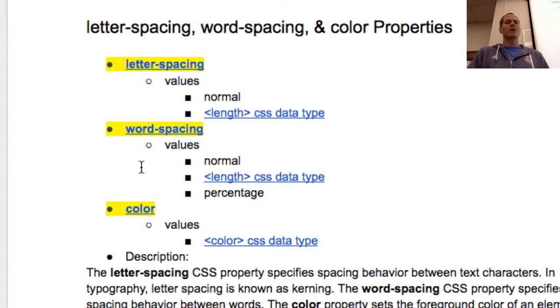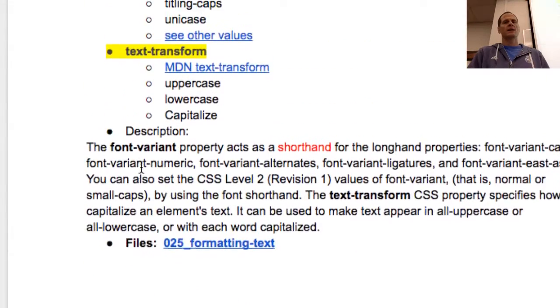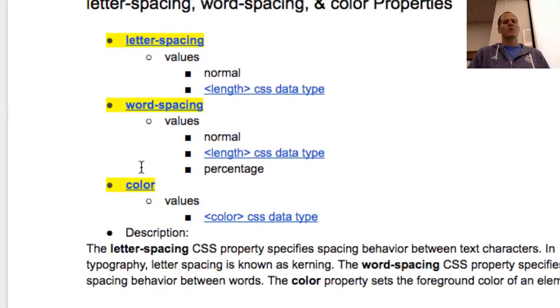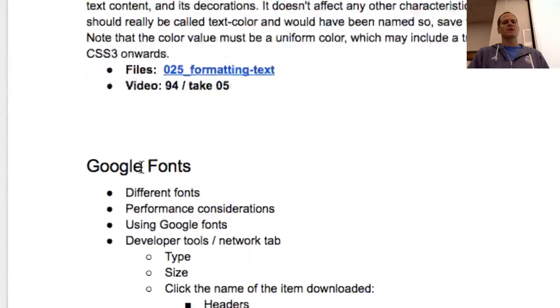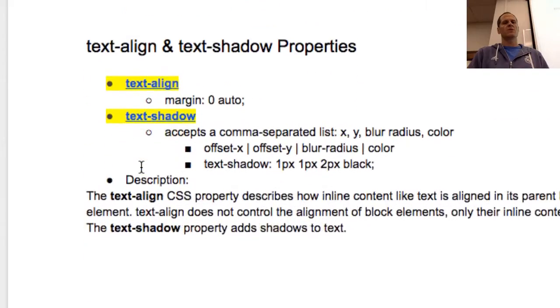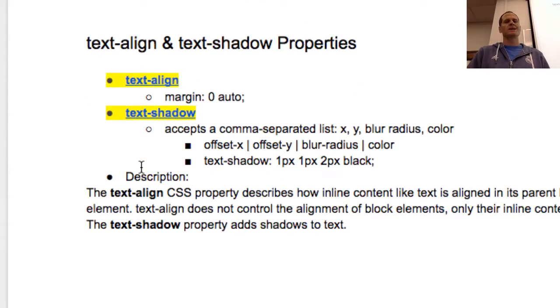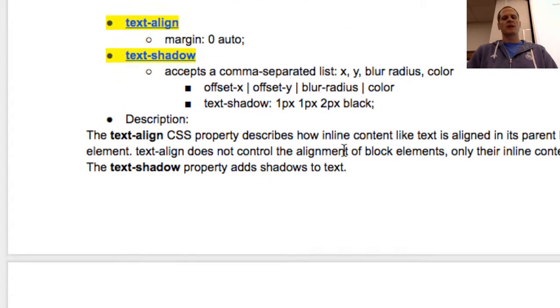I included all those there because to me this is kind of like typography, right? So we're learning about font, the different font settings, but also some of these typography ones like text transform, letter spacing, word spacing, color. So we're just doing a little review here, and we saw Google Fonts, and we also saw text align and text shadow. Text align allows us to align text into the center area. And for text shadow, we have an X offset, a Y offset, a blur radius, and color.